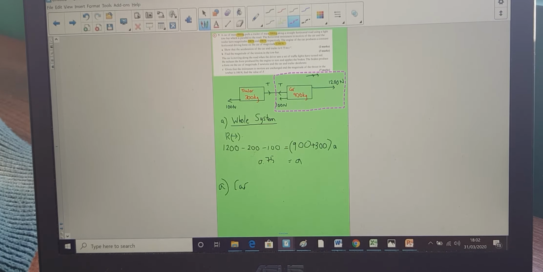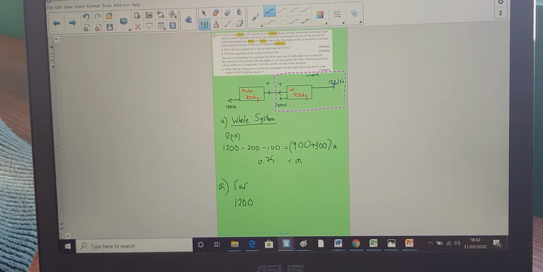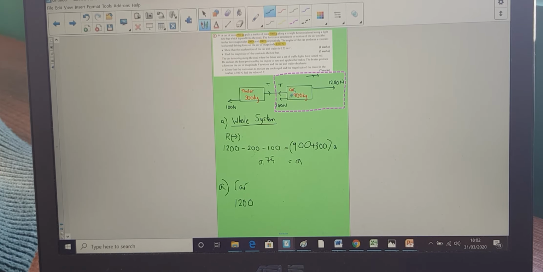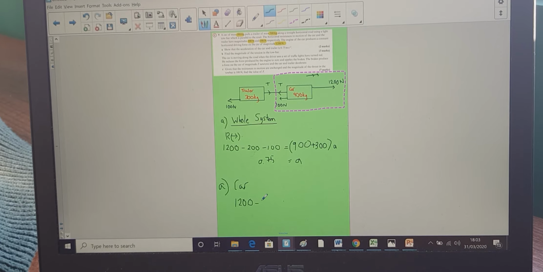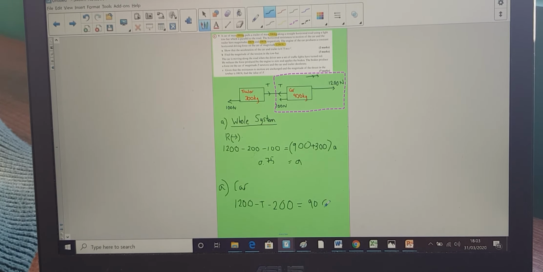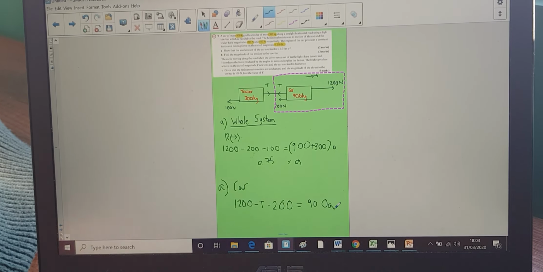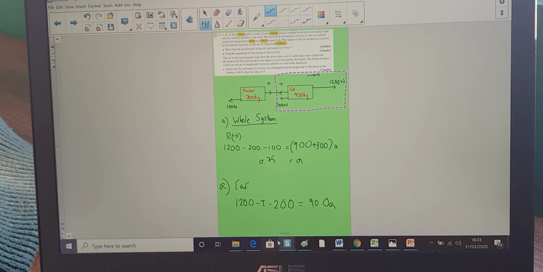So that's going to give me 1,200 in this direction. And then against that is just going to be the tension this time and the resistance of the car. And that's going to be equal to the mass, which is 900, times the acceleration. Can you see from this, it doesn't help me because I've got two unknowns. I've got a T and I've got an A.